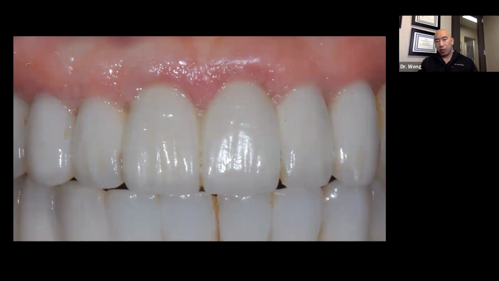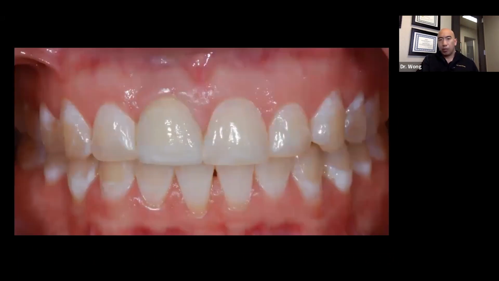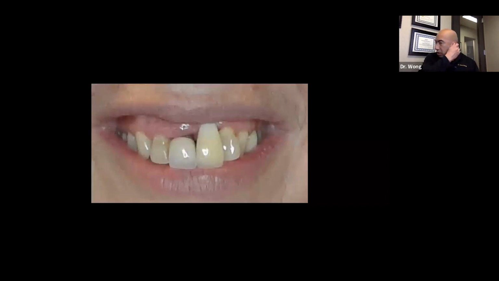So the idea here would be to put in these implants where you can't even tell which ones are the implants. And just for your information, the implants here are number 6, 8, 9, and 11. So those are two 3-unit bridges there. The implant here is tooth number 8, and I'm going to show you how to get there. I'm also going to show you how we got here. This is tooth number 9.